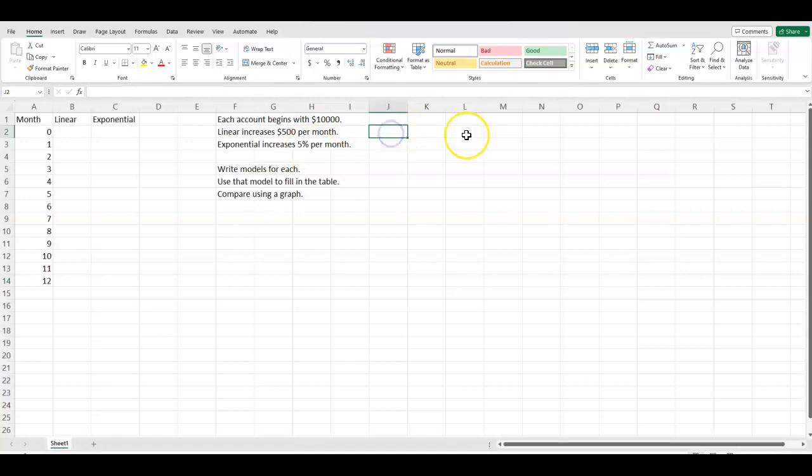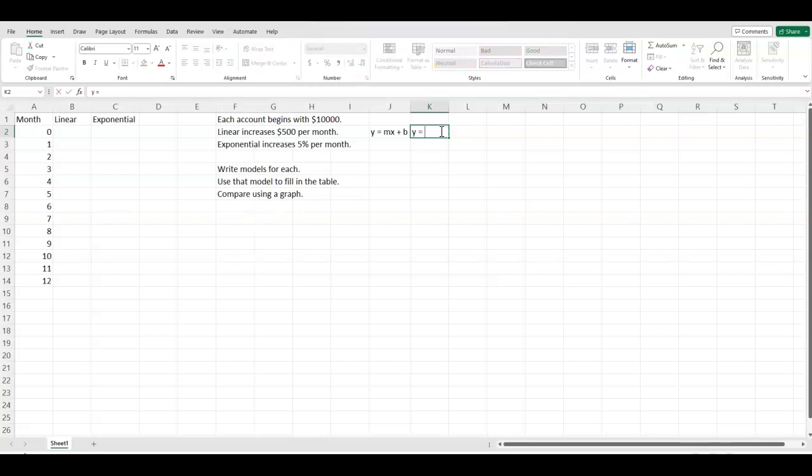For the linear model, if we think about a linear model, it's y equals mx plus b, right? That's our general linear model. So what do we know? Well, we know that slope m is the constant change. In this case, that's our increase per month. So we are going to increase $500 for every month. I'm going to use x as my months. And then we're going to add the y-intercept, which is our starting point. So 500x plus 10,000. There is our model for our linear.